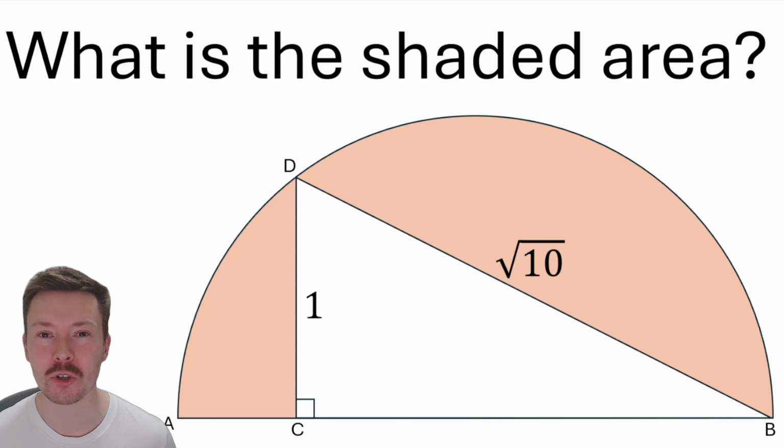This week's problem is about trying to find the shaded area. We have got a semicircle with a triangle inside of it, with the apex of that triangle touching the outside of the semicircle, the point D. And we've got a hypotenuse of that right angled triangle of root 10 and a vertical height of length 1. Can you work out the shaded area?